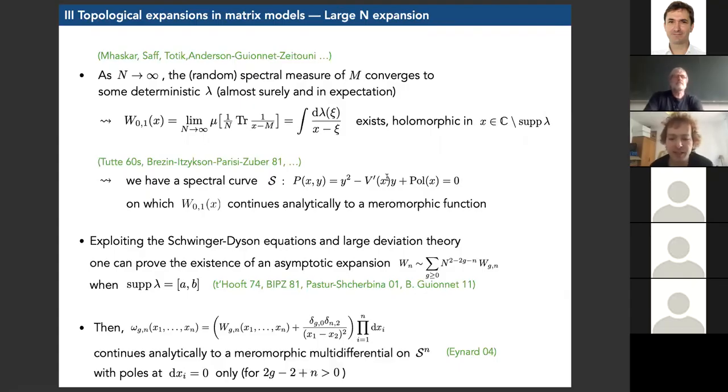And then the main message, if I summarize works which appeared in the physics and in the math literature for over 20 years, is that the W_{g,n} also have an expansion, a full 1/N expansion, at least when the support of the measure is connected. It's in the form N to the 2 minus 2g minus n. And the W_{g,n} can be analytically continued on the same spectral curve.